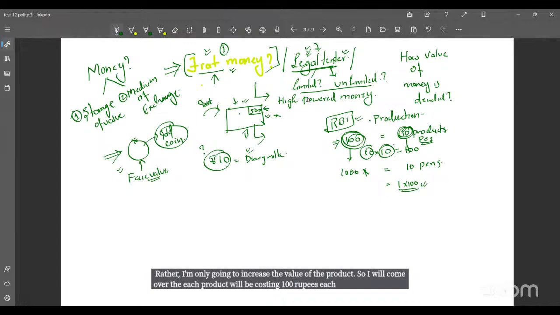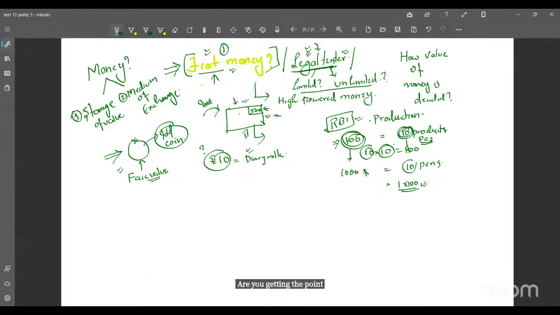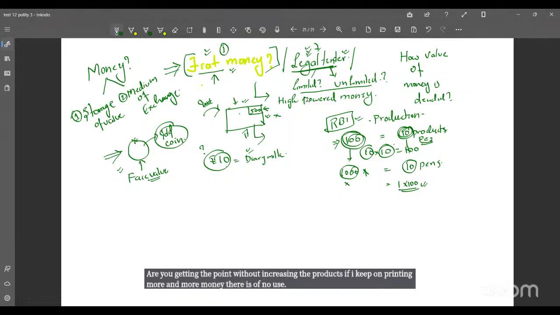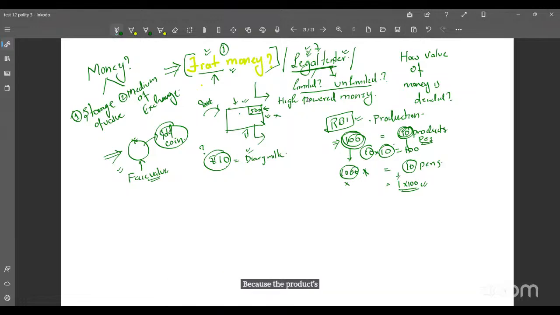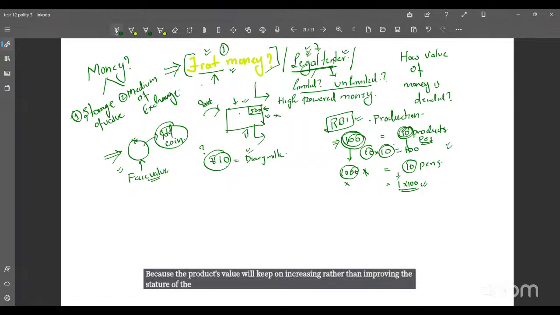Are you getting the point? Without increasing the products, if I keep on printing more and more money, there is no use because the product's value will keep on increasing rather than improving the stature of the people's economy. Are you getting the point? இந்த பாயிண்ட் புரிஞ்சாதான் ஏன் வந்து நம்ம நிறைய பணம் பிரிண்ட் பண்ணி எல்லாத்தையுமே பணக்காரன் ஆக்கிட முடியாதுங்கிற காரணம் புரியும்.